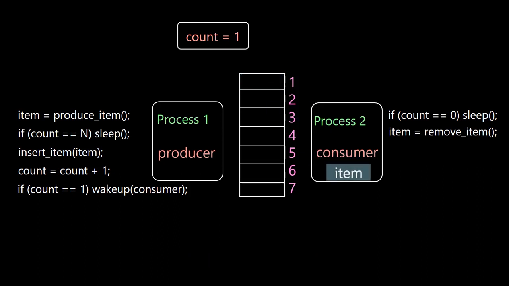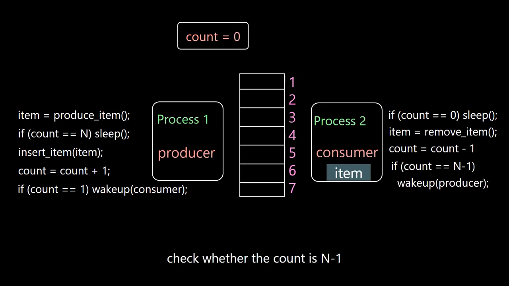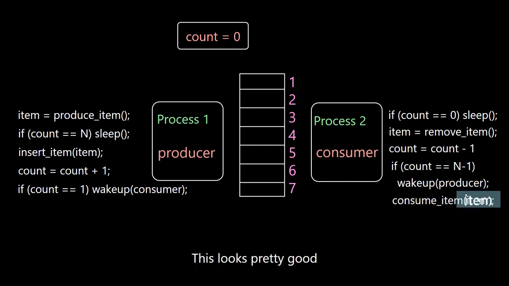Remove the item from the buffer. Next, subtract 1 from count to become 0. Next, check whether the count is n minus 1, and if so, wake up the producer. Of course, if count is 0, skip directly. Finally, the fetched data is processed.